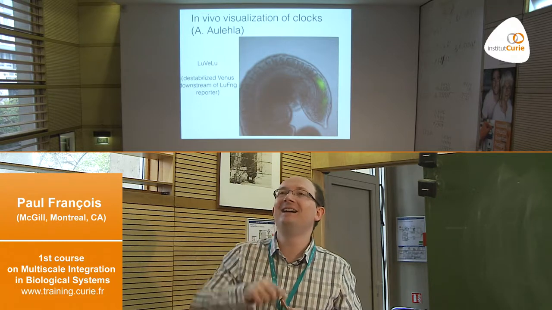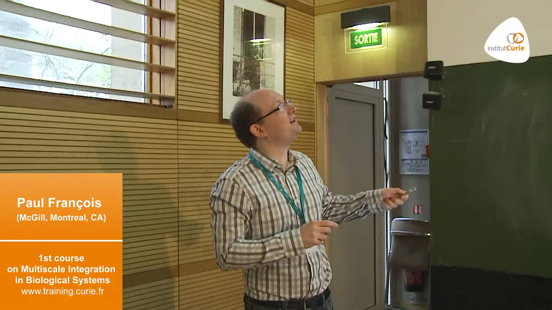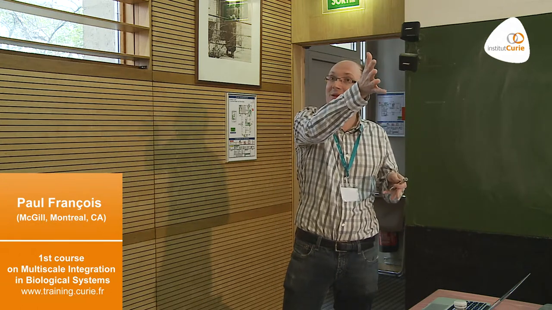Yes? Why does the wavefront stop at some point and not continue? Because here segmentation happens and lunatic fringe is no longer expressed. It's only expressed in the PSM. You're right that you have other genes that express in a wave and then localize in the embryo, in the somite. Lunatic fringe is not the case. Yes?